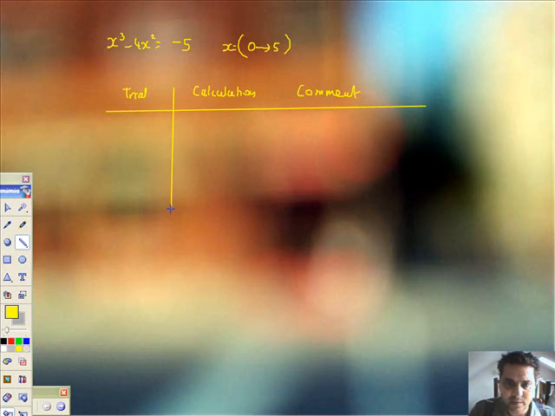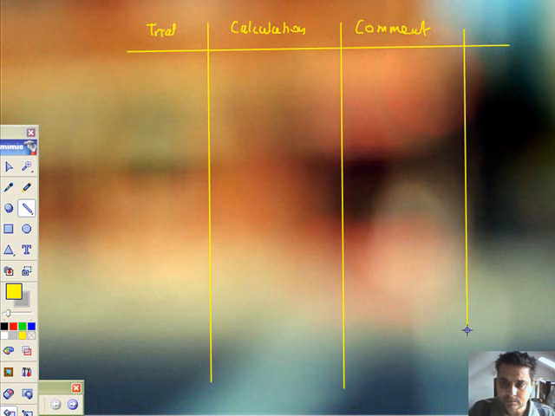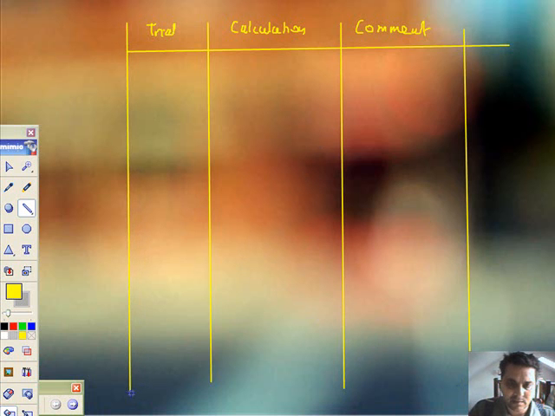Drag that over there. Again, I'm not sure how much of this I'm going to use, even though I've got it in front of me. Still, doesn't matter. Something like that would be fine. Alright, so let's just get on with this then.